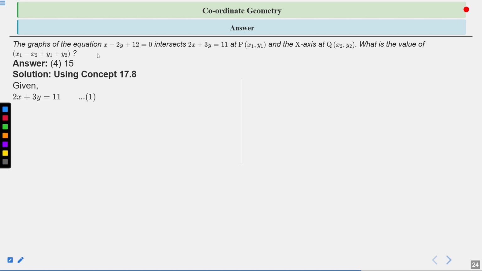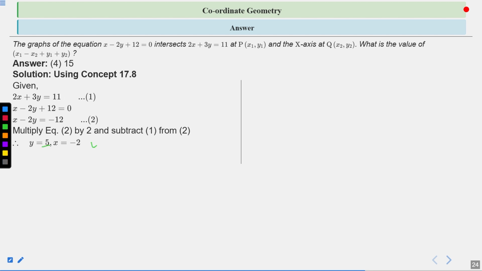Given that 2x plus 3y equals 11, this is our equation 1. In the same way, x minus 2y plus 12 equals 0, so we can say that x minus 2y equals minus 12. This is our equation 2. Multiplying equation 2 by 2 and subtracting equation 1 from it, we get y equals 5 and x equals minus 2. So the point of intersection P(x1, y1) is (minus 2, 5), minus 2 representing the x coordinate and 5 representing the y coordinate.